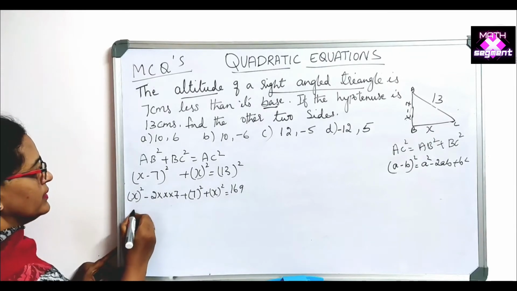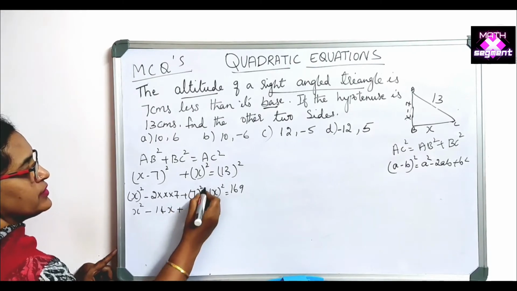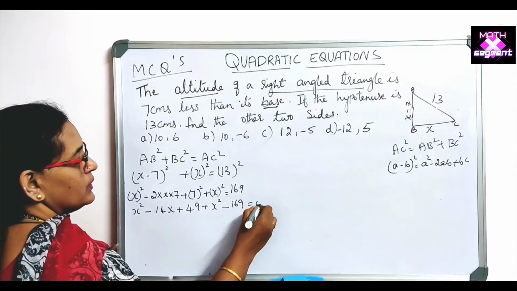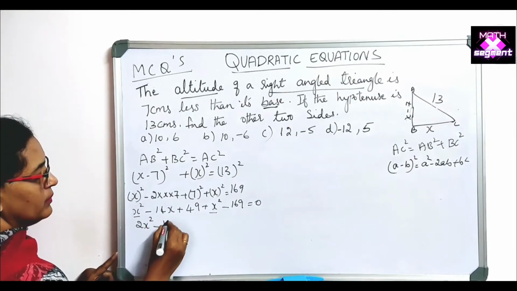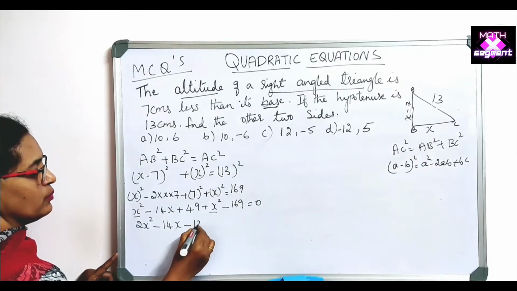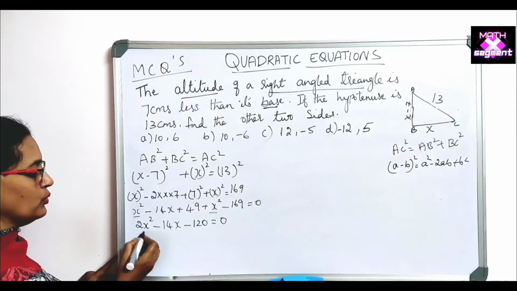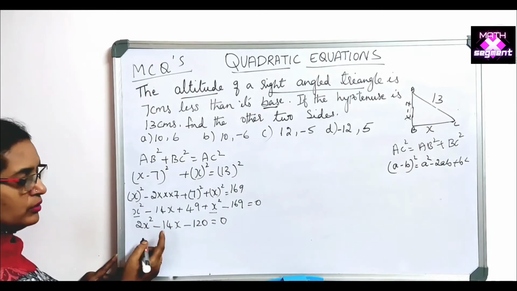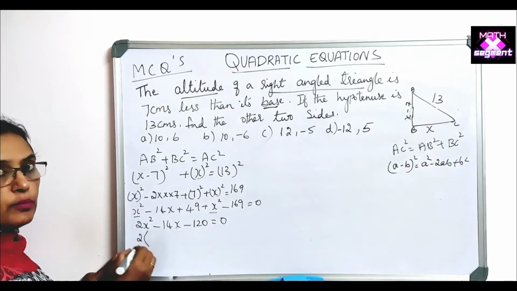So here x whole square is x square minus 2 into x into 7 is 14x plus 7 square is 49 plus x square minus 169 is equal to 0. So the like terms are x square and x square. So we can take 2x square minus 14x plus 49 minus 169 is minus 120 is equal to 0. This entire equation, you can divide it by 2 because the coefficient of x square is 2 and the factors of all these terms are also 2.